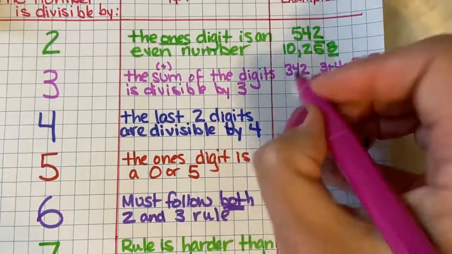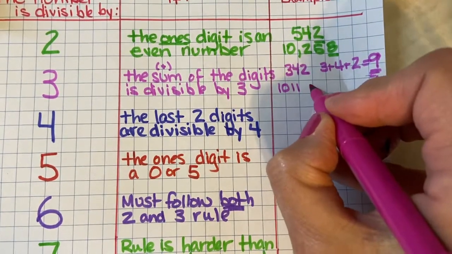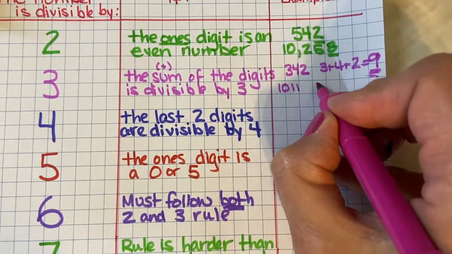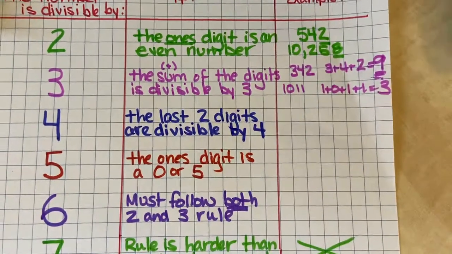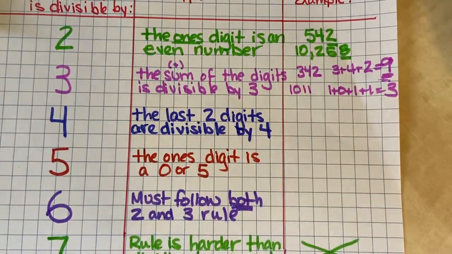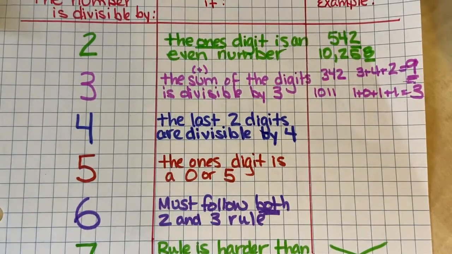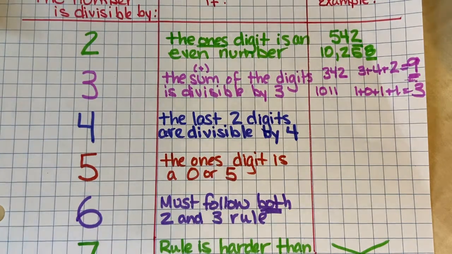Okay? Here's another example. 1011. You wouldn't think 3 goes into that, but add up the digits. 1 plus 0 plus 1 plus 1 equals 3. Does 3 go into 3? Yes, it does. Then 3 will go into that evenly, okay? So they're a little bit tricky. You just got to remember the 3 and the 9 rule, you have to add them up. We'll get to the 9 rule in a second, but they're very similar.